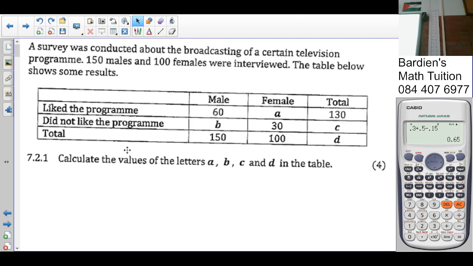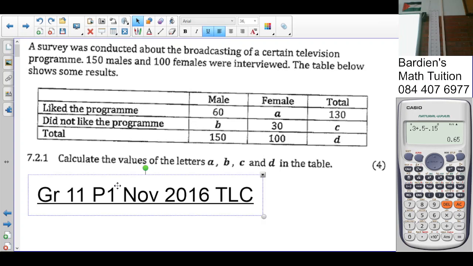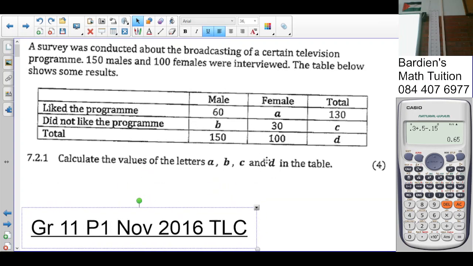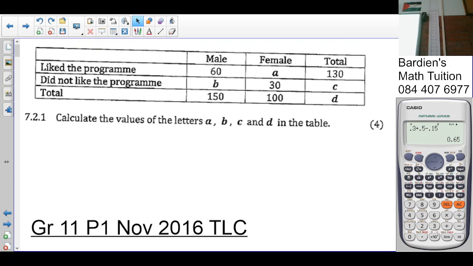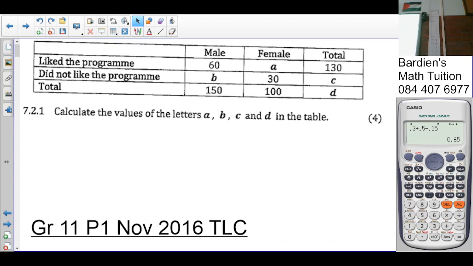Okay, so a survey was conducted about broadcasting of a certain television program. 150 males and 100 females were interviewed. The table below shows the results. Like the program: males 60, females A, and total 130. Did not like the program: males B, females 30, total C, and the totals 150, 100, and D. Calculate the values of A, B, C, and D.